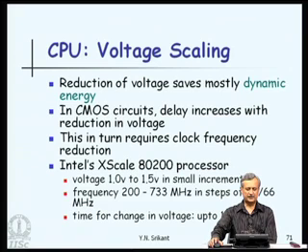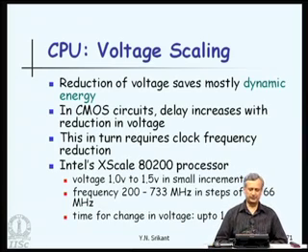So, let us look at CPU voltage scaling a little more in detail. When we reduce the voltage in a processor, we are going to save only the dynamic energy. As I mentioned before, static or leakage energy cannot be saved by reducing the voltage. It can be saved only by cutting off the power supply to the unit. Dynamic energy can be saved by reduction of voltage, and in CMOS circuits the delay increases with reduced voltage. In other words, if we reduce the voltage of the CPU, then the clock frequency automatically must be reduced, otherwise the device cannot function. So, voltage reduction implies clock frequency reduction, and therefore the program will run for a much longer duration.